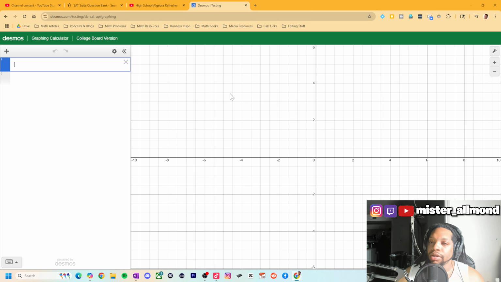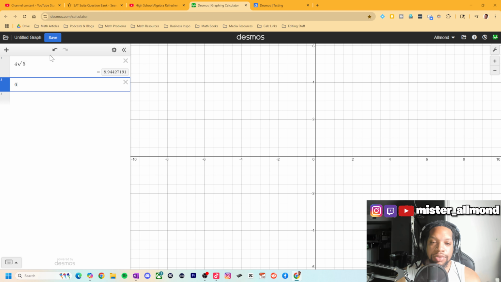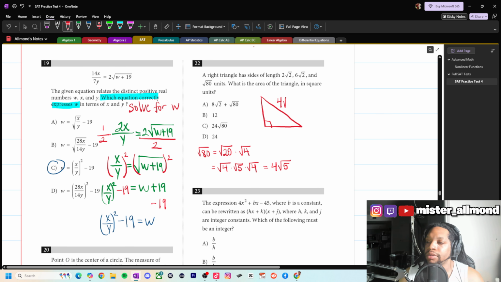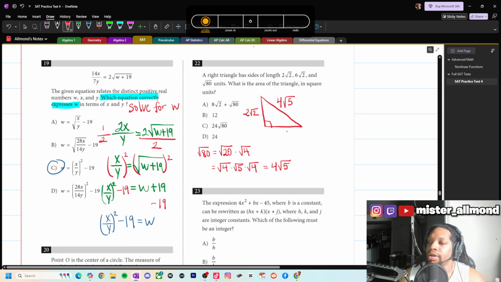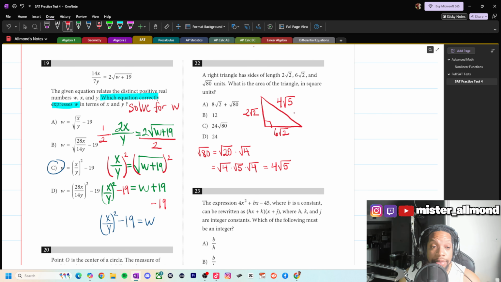Oh yeah, I just had it open too. I can't even go back. What was it? 4 root 5 and 6 root 2. All right, so it looks like 4 root 5 is bigger, so that's got to be the hypotenuse. And then the other 2 are the legs, so I'll go like this. 2 root 2 and 6 root 2. Since they're perpendicular to each other, that's the height and the base.